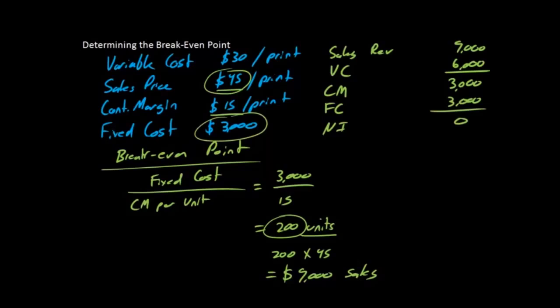When we sell 200 units, that's our break even point, and you can figure that out by just dividing the contribution margin per unit into your total fixed cost, and you'll always get your break even.